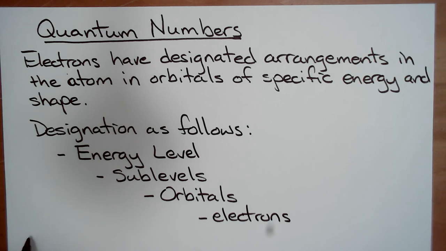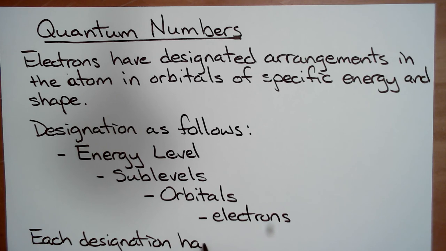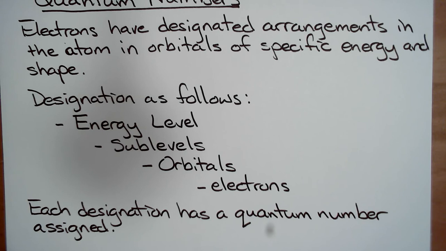Now each designation has a quantum number assigned to it. So what we're going to do now is go through each of those quantum numbers and how they are assigned to each of the designations above: energy level, sublevels, orbitals, and electrons.